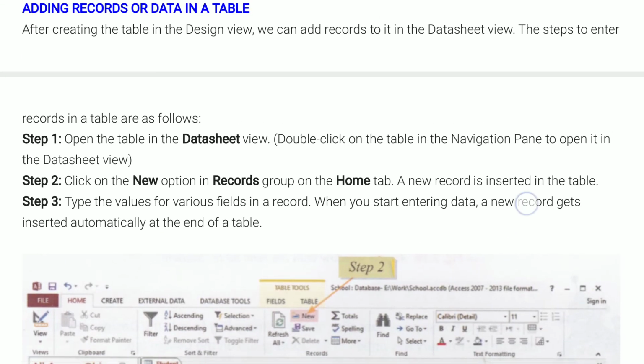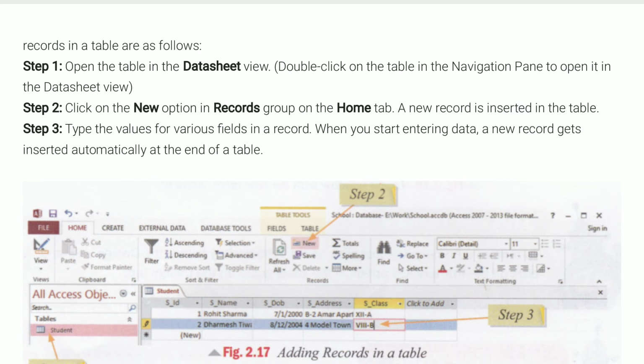First of all, you have to open the table or database that has been created by you. Thereafter, you have to change the view of the table. Means if the table is open in design view, we have to switch the view from design view to datasheet view. After opening the table in datasheet view, click on the new option in the records group of the home tab. Under the home tab, there is a records group in which the new option is available.